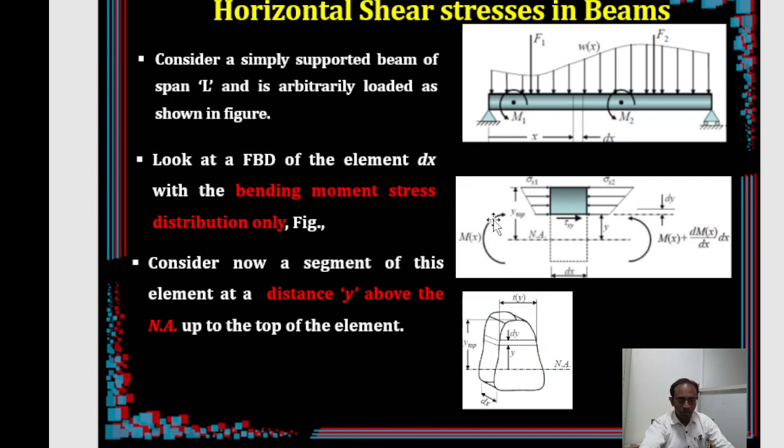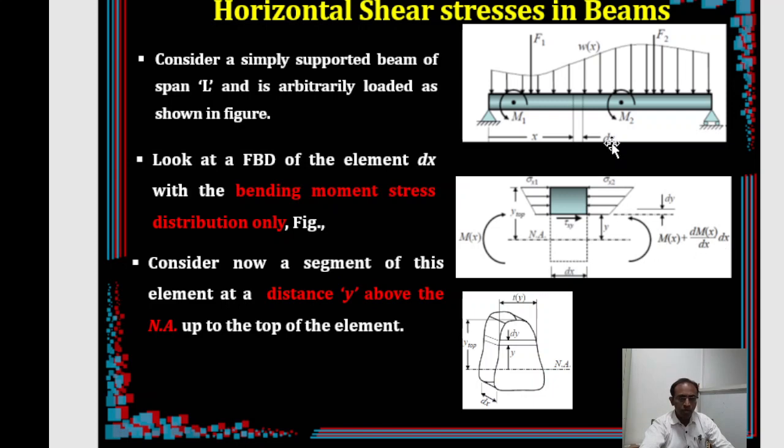There is a moment from this end and there is a moment on this side. These two are not equal, right? It will be changing. We know that the bending moment is changing throughout the length. So this is Mx and this is Mx plus dMx by dx times dx.